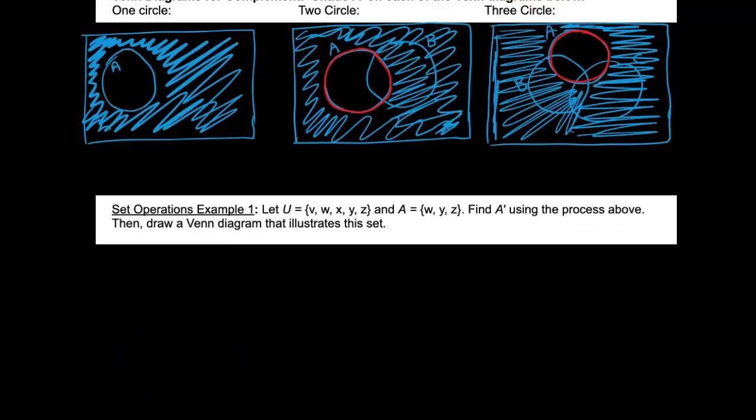So now that we've seen the picture, let's do an example with actual sets. In example 1, we have U that has elements V, W, X, Y, and Z, and then set A that has W, Y, and Z. Find A complement using the process above, and then draw the Venn diagram that illustrates the set.